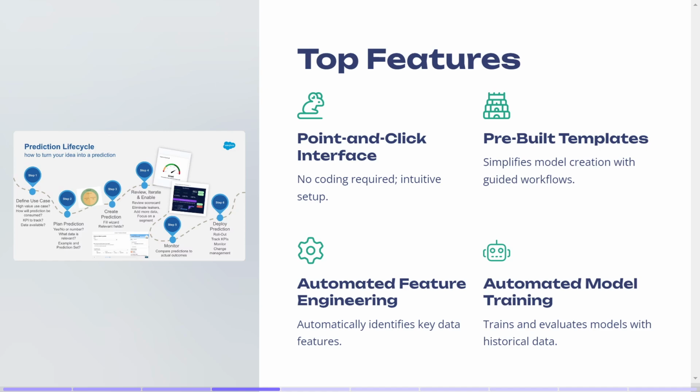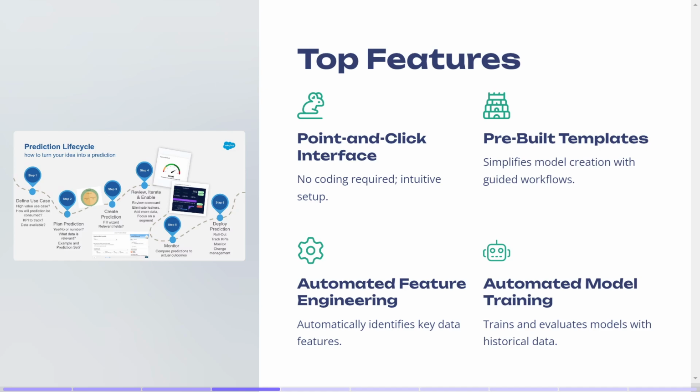Here are some of the top features of Einstein Prediction Builder that make it stand out. 1. Point-and-click interface. It's super easy to use. No coding is required. Just point and click, and you're on your way to creating predictive models. 2. Pre-built templates. It comes with ready-made templates to help guide you through the process. Think of these as helpful starting points that you can customize for your business needs.